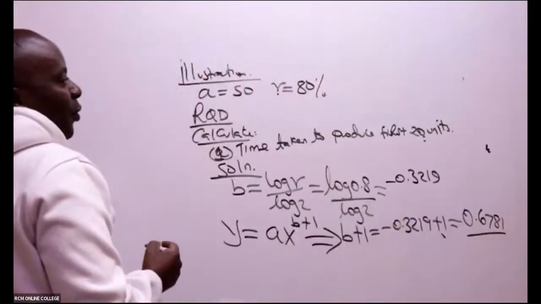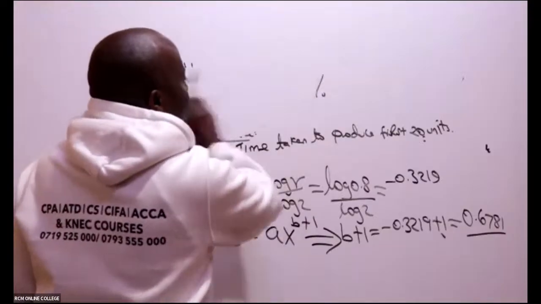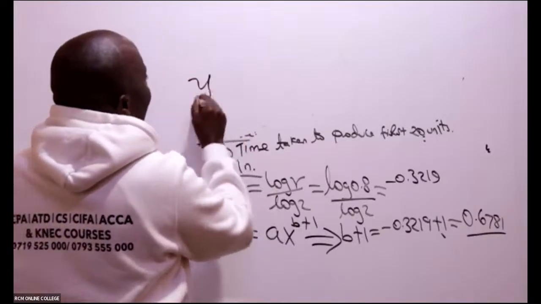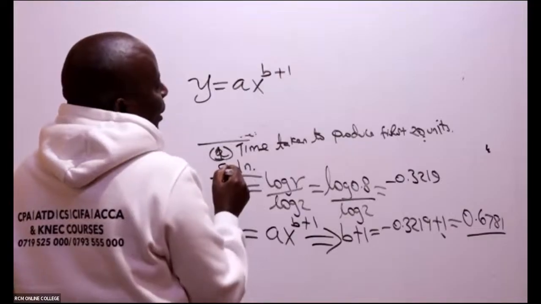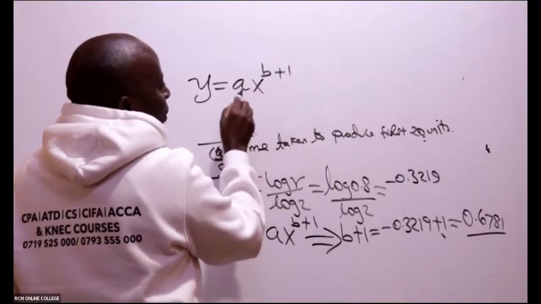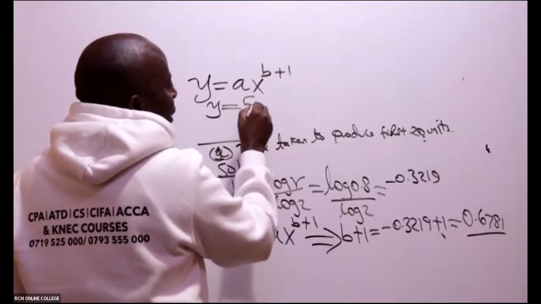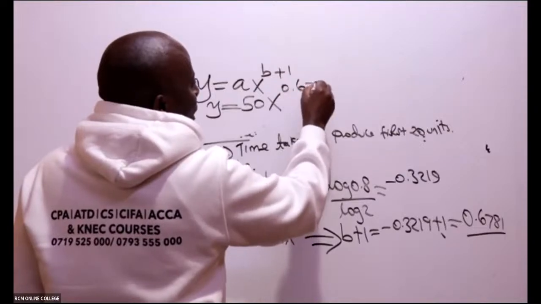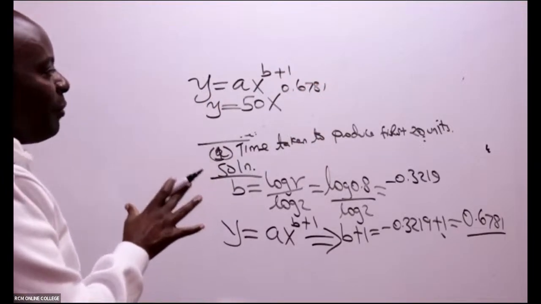Great. Then with your permission, ladies and gentlemen, I'll be able to rub this part. And I reiterate here that our y equals ax raised to power b plus 1. So now that we have this exponent and we have got a, we can write y equals a, which is 50, x raised to 0.6781. So now I have a predictive model.